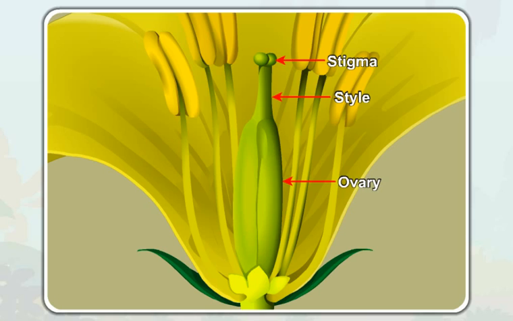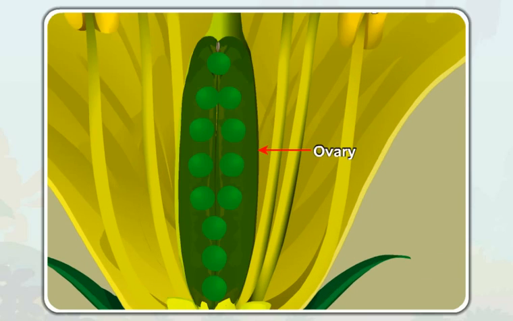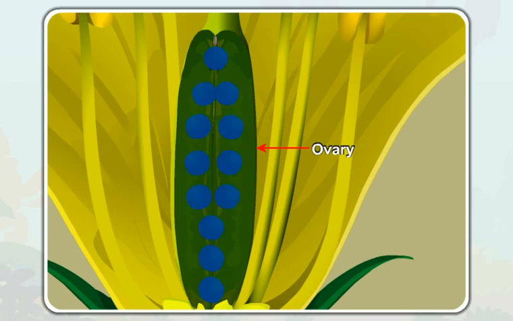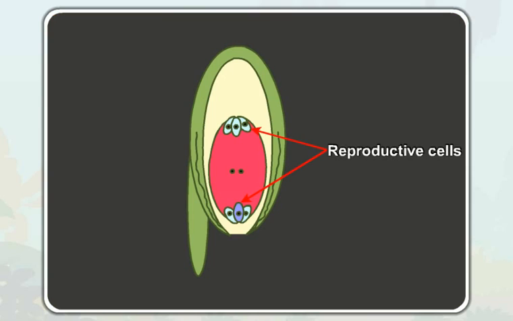Now let us observe the ovary. Here you can see small bodies. These bodies are called ovules. Like a pollen grain, an ovule too produces reproductive cells inside it. These cells are the female gametes.